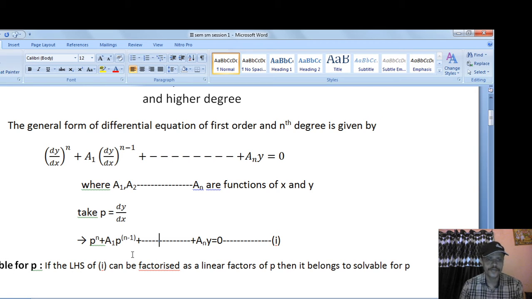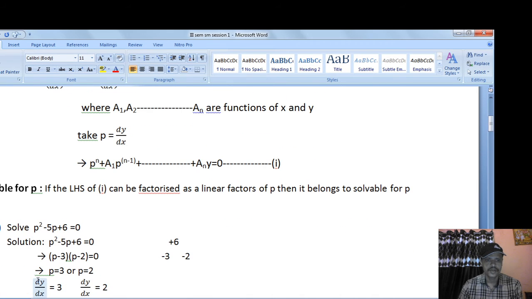There exist 4 types to solve this type of equations: solve for p type, solve for x type, solve for y type, and Clairaut's form. Let me take the first type, solve for p. If the LHS of 1 can be written as the product of linear factors of p, then it belongs to solve for p type. Let me take some problems.